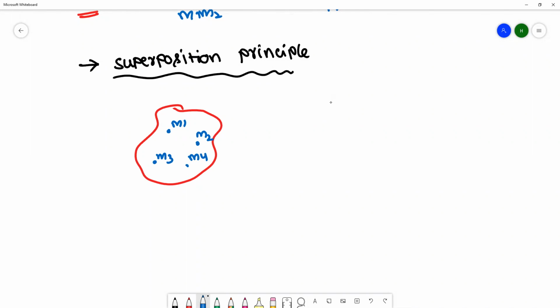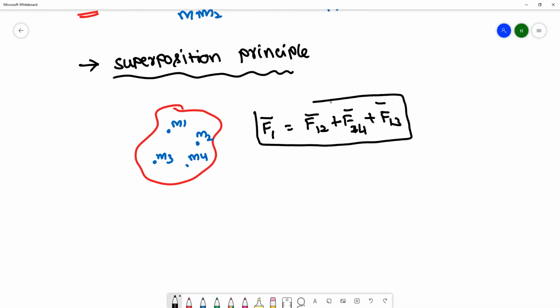So what about the force on mass m1 due to the remaining masses? So I need force F1. F1 bar is equal to F12 bar plus F14 bar plus F13 bar. This is the resultant force on the mass m1. So you can write in vector form, F1 bar equal to F12 bar plus F14 bar plus F13 bar.